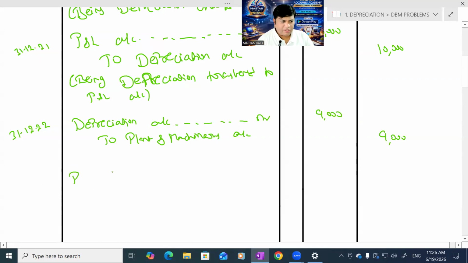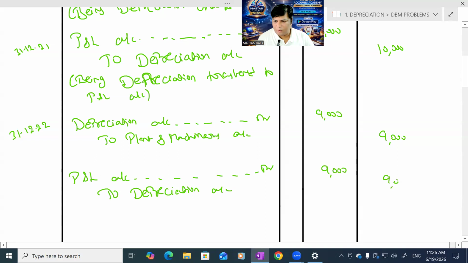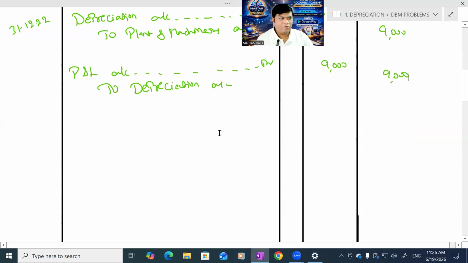Being depreciation charged, write the narration. Second entry as usual, transfer the depreciation to the profit and loss account. The required entry is profit and loss account debit to depreciation account. That is 9,000. Again, in the third year, the same two entries will be repeated, but with a different amount.